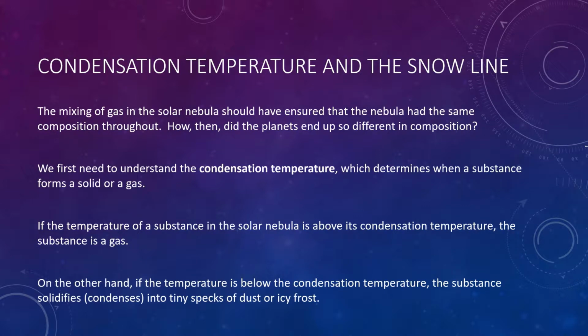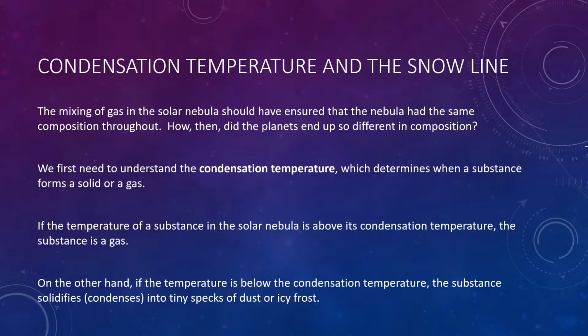The planets began to form after the solar nebula collapsed and flattened into a disk of perhaps a diameter of about 200 astronomical units. The churning and mixing of the gas in that solar nebula should have ensured that the nebula had the same composition throughout, about 98% hydrogen and helium, and then 2% heavier elements. How then did the terrestrial planets end up so different from those of the Jovian planets? Well, the key clue comes from their locations.